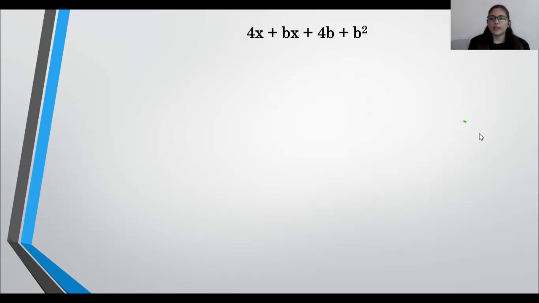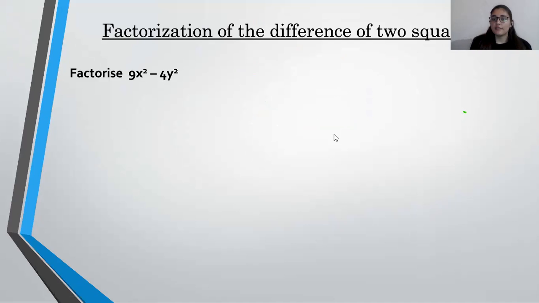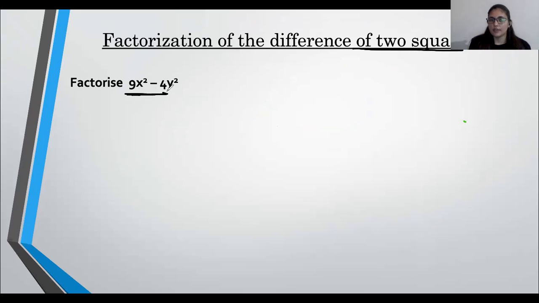Okay, then what we are having now is factorization of the difference of two squares. So here we will be factorizing what? The difference of two squares. Okay, this one like this. So they have given us a question, which is that we need to factorize 9x squared minus 4y squared. So that is the difference between two squares.